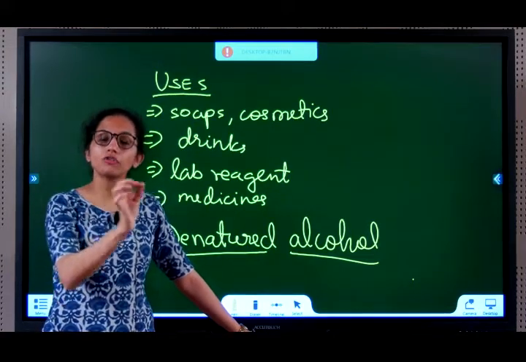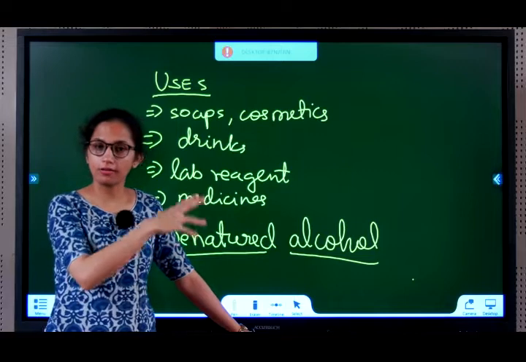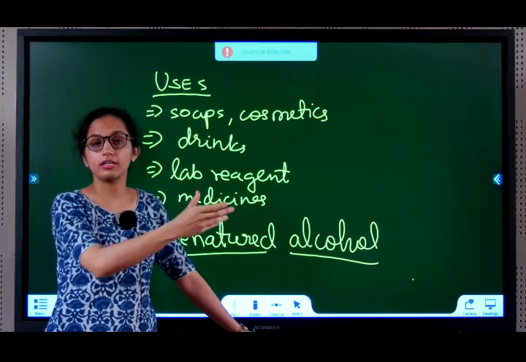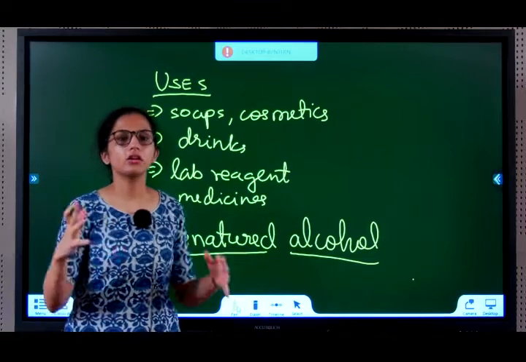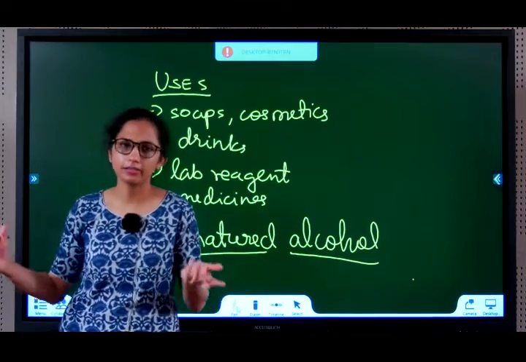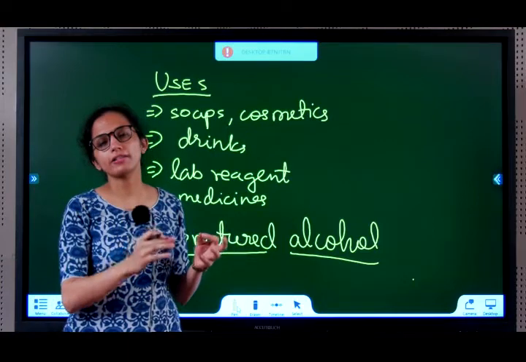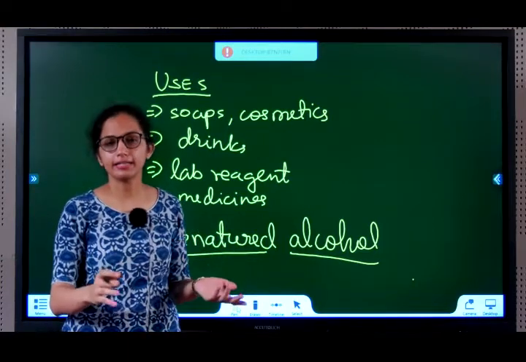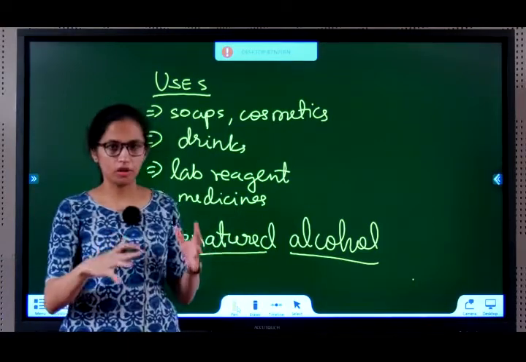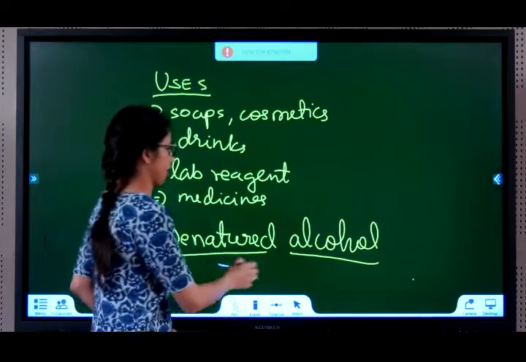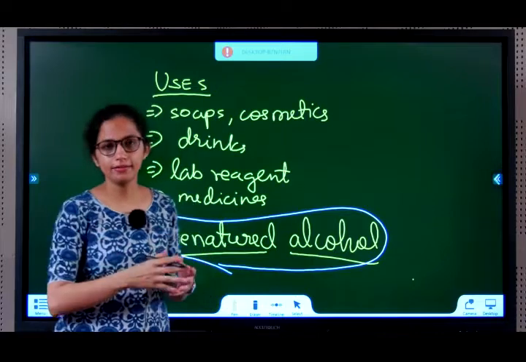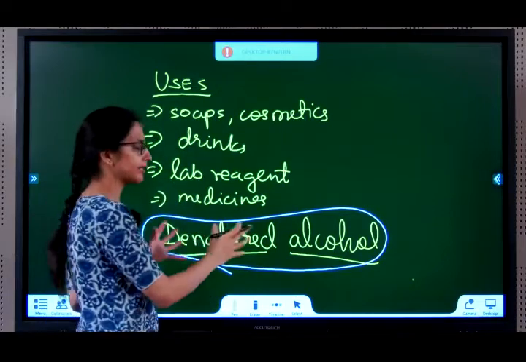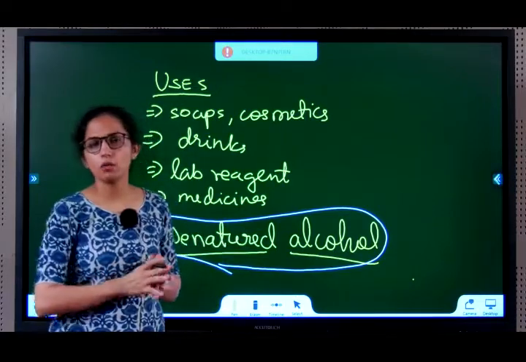So if you add a few drops of methanol to the ethanol that you're using in your industries, the ethanol is no longer drinkable. So ethanol will no longer be drinkable if you add poisonous substances like methanol or a dye in it. So such mixtures are called denatured alcohol or even methylated spirit. So I hope you know what is denatured alcohol. May come for 1 mark.